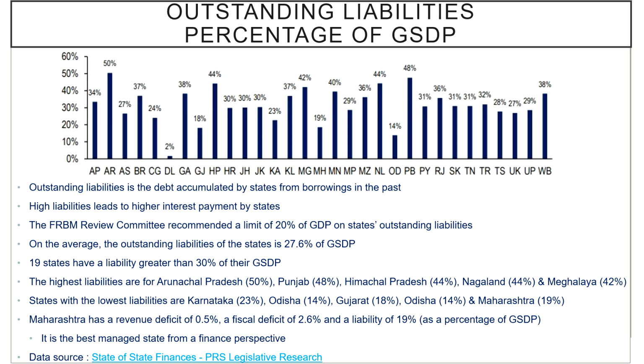The highest liabilities are for Arunachal Pradesh, 50%, Punjab, 48%, Himachal Pradesh, 44%, Nagaland, 44%, and Meghalaya, 42%. States with the lowest liabilities are Karnataka, 23%, Odisha, 14%, Gujarat, 18%, and Maharashtra, 19%. Maharashtra has a revenue deficit of 0.5%, a fiscal deficit of 2.6%, and a liability of 19% as a percentage of GSDP. It is the best managed state from a finance perspective.